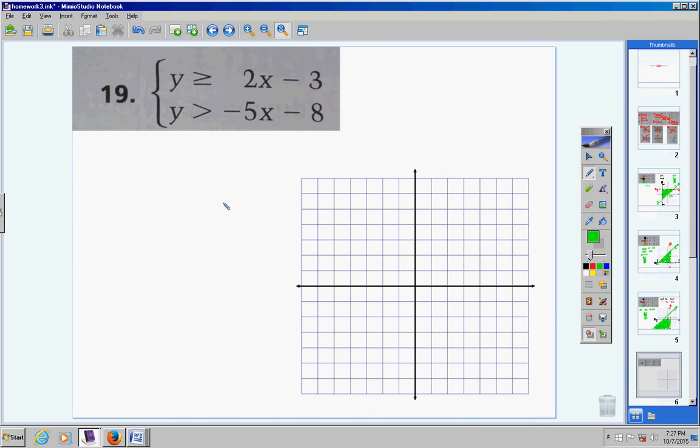Number 19. Now, inequality number 1 has two variables, x and y. Do you see that? So I'm going to do this a little differently. I'm going to go like this.